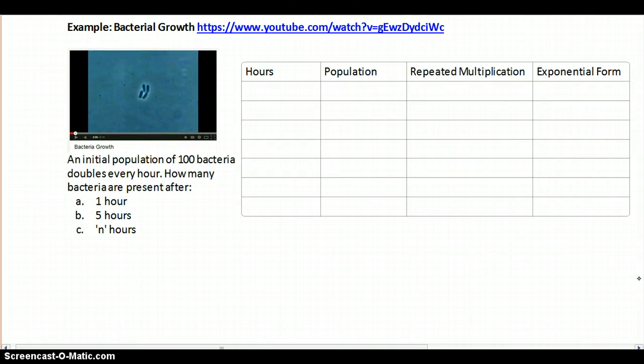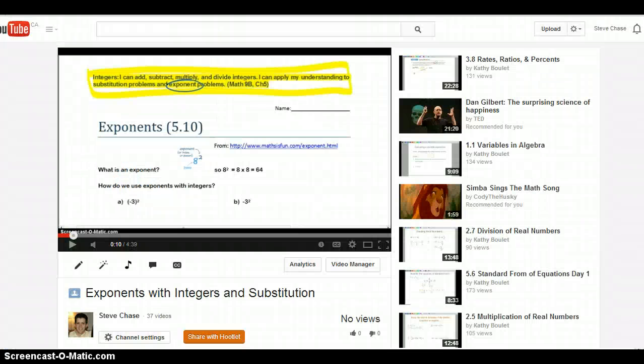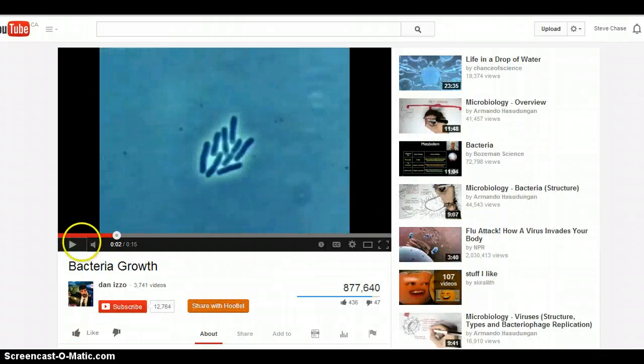Another place we're commonly going to see exponents being used is in bacterial growth or exponential growth. So I want to look at an example here. Just listen.